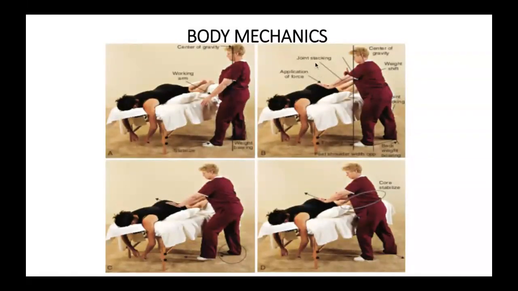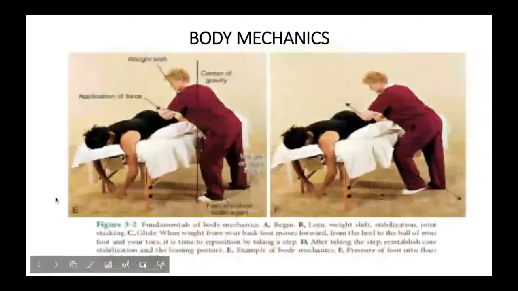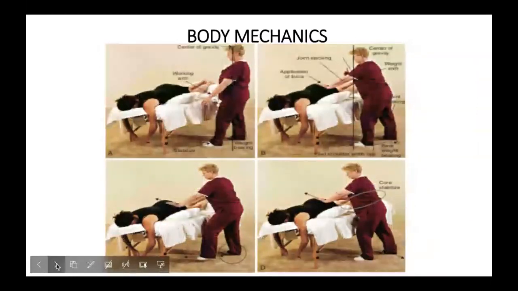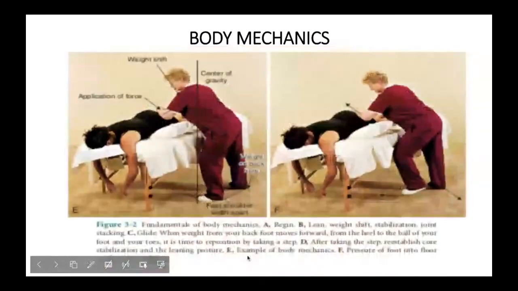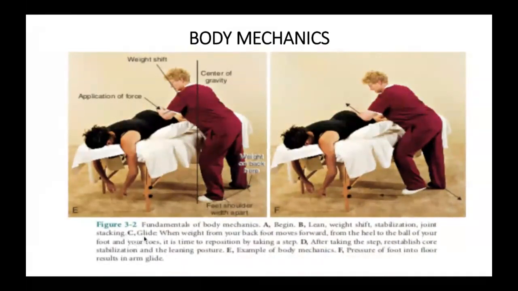All right, if you go look at picture B, the application of force is with the hand on your client, the joint stacking with the elbow, the shoulder. You'll see the back weight bearing the forward foot, and C is showing the same thing, and then the core stability. So that's the proper body mechanics when we're looking at the normal stance. Here it shows you the fundamentals of body mechanics: begin, lean, weight shift, stabilize the joint stacking, glide when the weight from the back of your foot moves forward, from the heel to the ball of your foot and your toes. It's time to reposition and take a step.